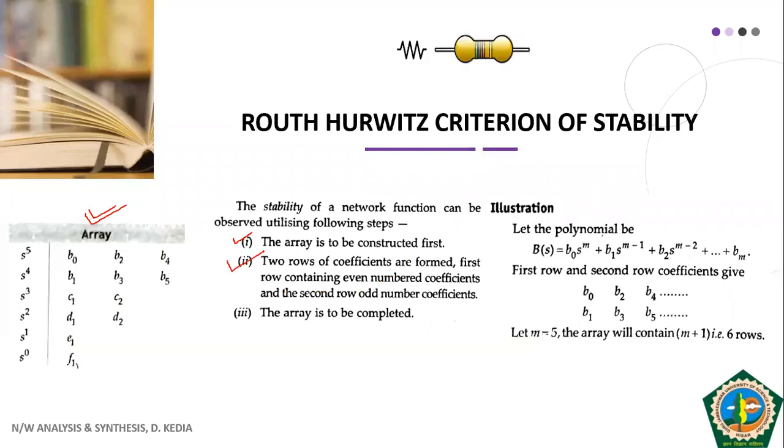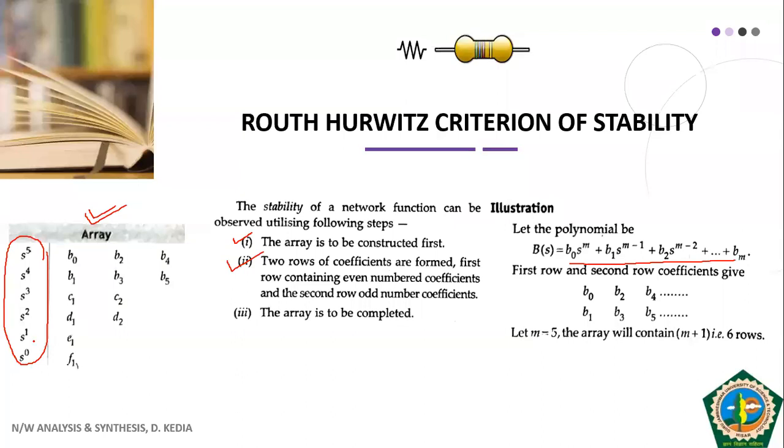Okay, then we will construct the two rows. So this is how we will construct an array. We will write the coefficients of the polynomial in the decreasing order like this, from the highest to lowest. If this is the polynomial which is given to us, we will write s raised to power m, m minus 1, m minus 2, up to s raised to power 0. This is how we will arrange all our coefficients.